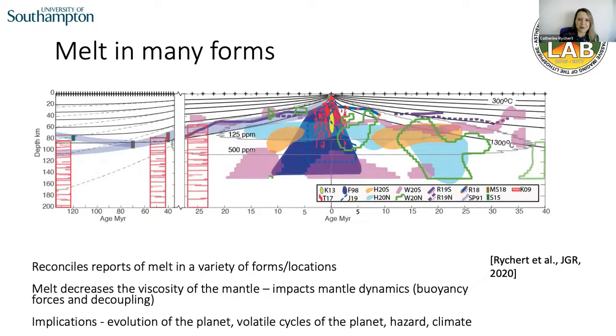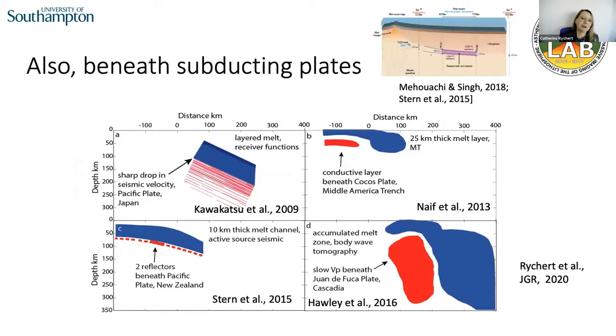And it's important to better understand these melt dynamics because melt decreases the viscosity of the mantle. And this is true both via buoyancy forces and also in terms of the coupling between the lithosphere and the asthenosphere, with important implications for the evolution of the planet, the volatile cycle of the planet, hazards, and climate. And this is also true not just beneath ridges, but probably beneath subducting lithosphere.